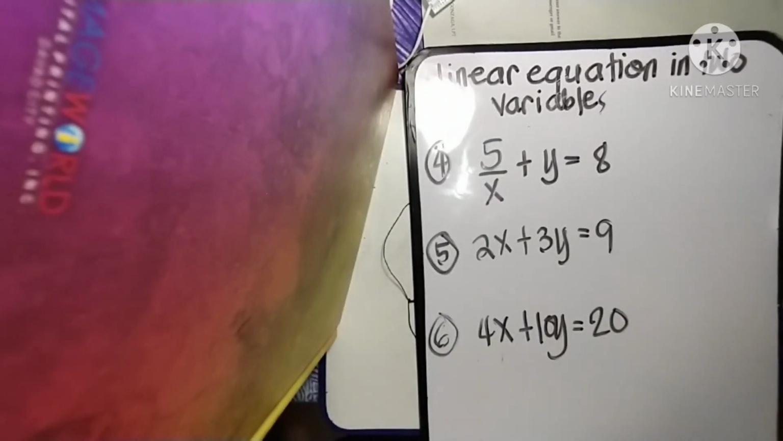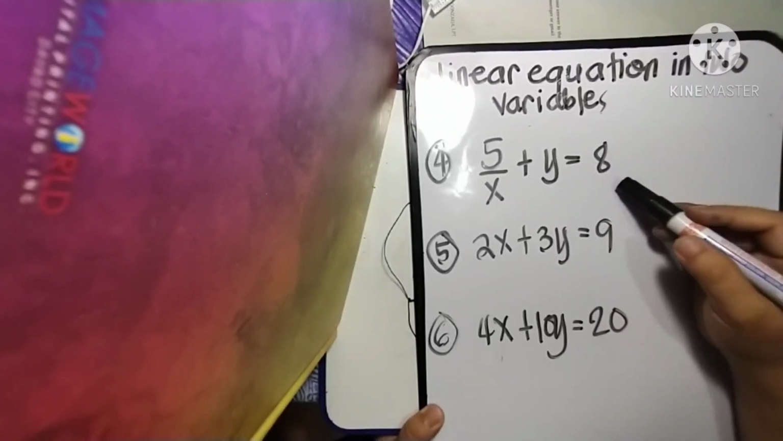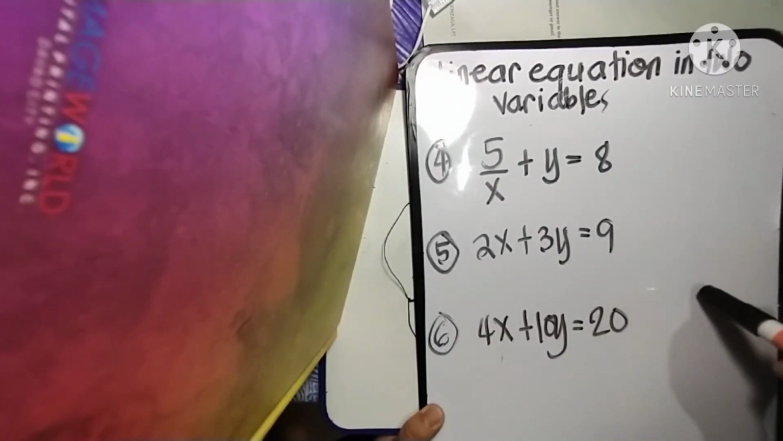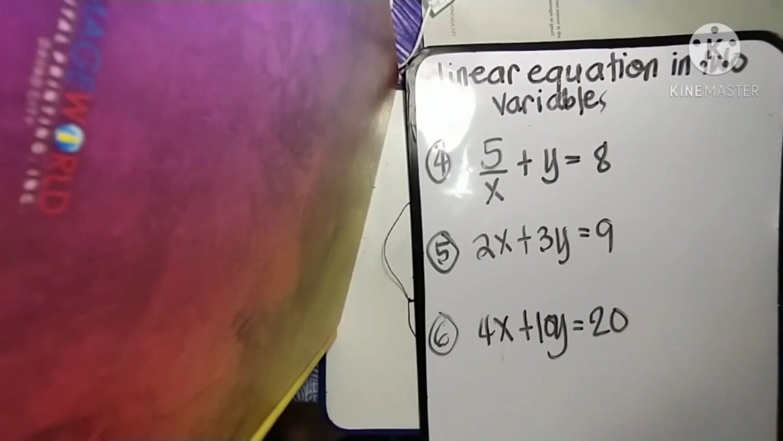Okay, so let us proceed to the next example. Okay, example number 4, we are given 5 over x plus y is equal to 8. Number 5, 2x plus 3y is equal to 9. Number 6, 4x plus 10y is equal to 20. Now, let us identify if it is a linear equation in two variables or not.